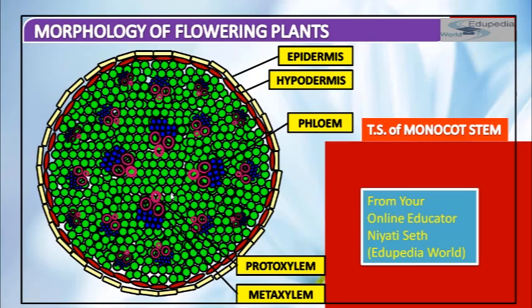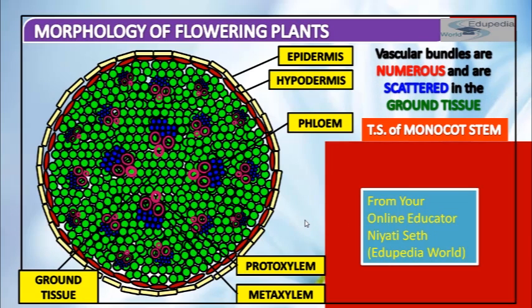And this is the ground tissue, which forms the major component of the stem, and they are undifferentiated, and they are loosely arranged parenchyma cells. The ground tissue is meant for storage of food, students. See, this is the ground tissue. So vascular bundles are numerous and they are scattered in the ground tissue.